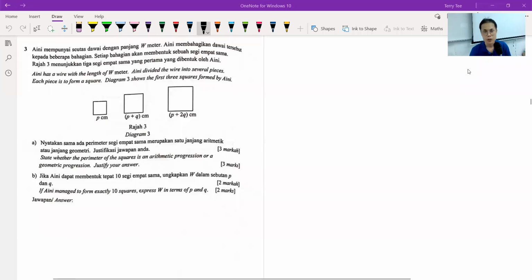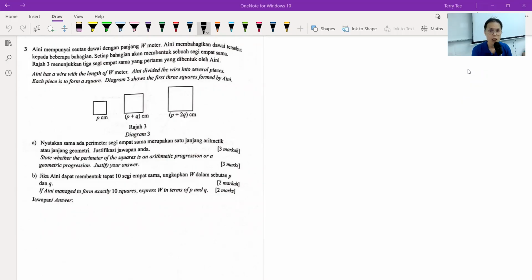Okay, moving on to question number 3. This is from the chapter progression, Form 4, chapter 5. The first thing is, given a wire of length w meter, divide the wire into several pieces. Each piece is to form a square. The diagram shows the first 3 squares formed.